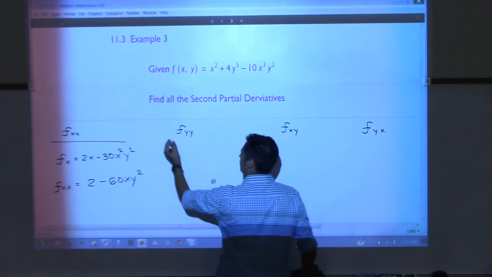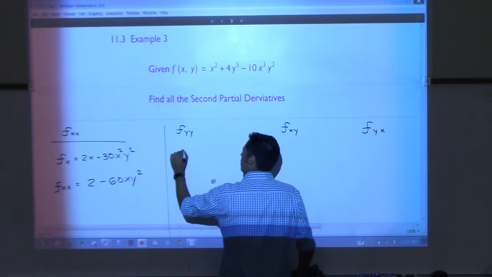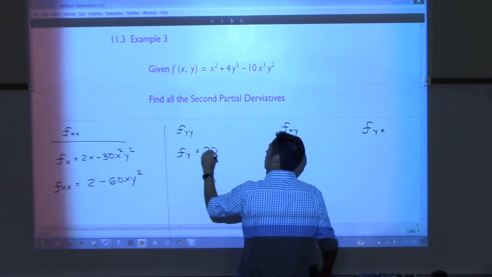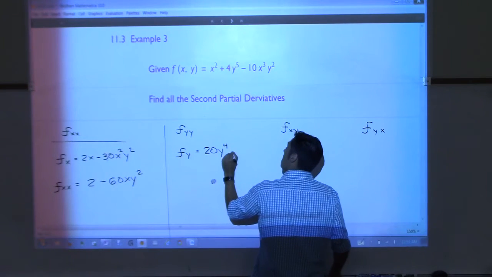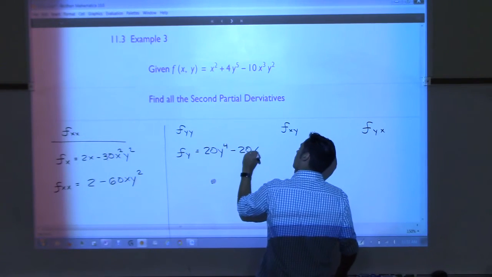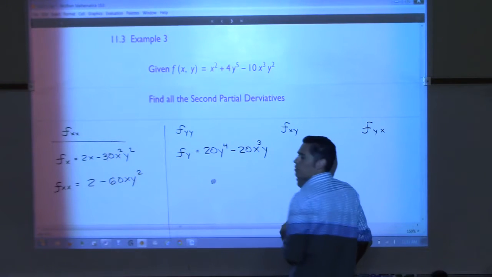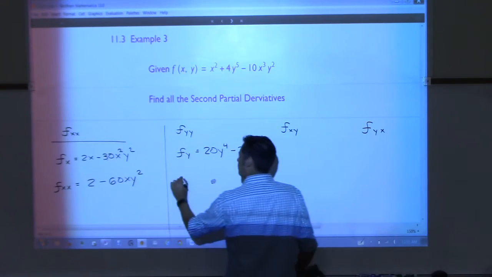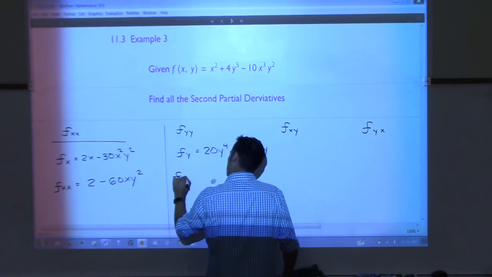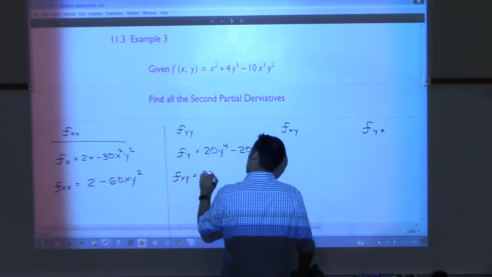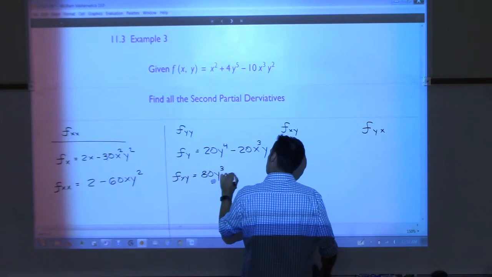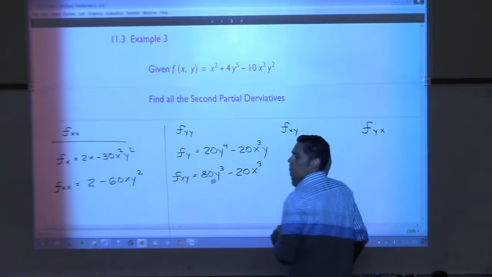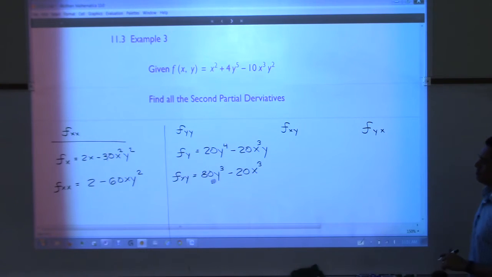How about this one? f_yy. So partial with respect to y first. What is it? 20y to the 4th minus 20x cubed y. Okay, everyone agree? Okay, partial with respect to y of that: 80y cubed minus 20x cubed. Everyone agree with that? Okay, those are good.